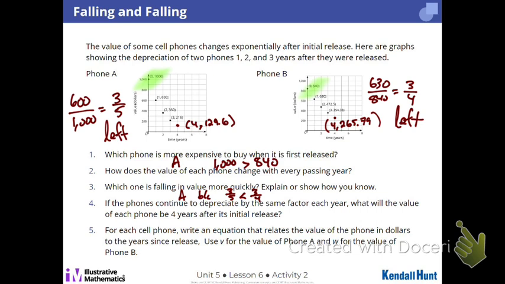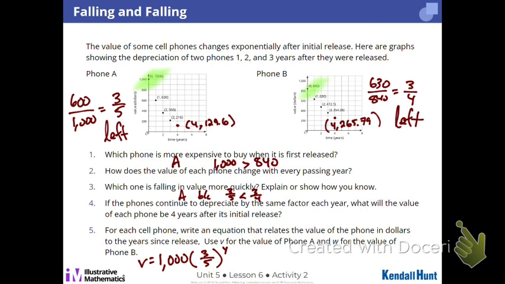Lastly, let's write the equations. So V is for phone A. So V equals, what was my initial value again for phone A? 1,000. How much is left? 3/5 each year. So there is my function.